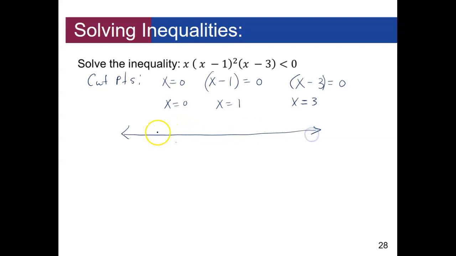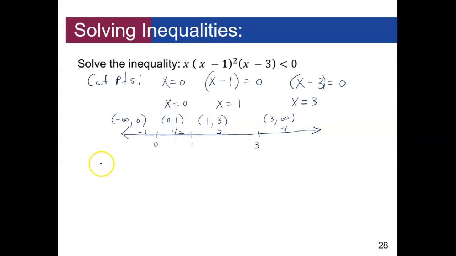Okay, so we've got a cut point at 0, a cut point at 1, and a cut point at 3. On this one, that divides it into 4 intervals. So our first interval here is negative infinity to 0. This one is 0 to 1. This one is 1 to 3. And this one is 3 to infinity. So for a test point here, we might use -1. This one we might use 1/2, maybe 2. And a test point here might be 4.